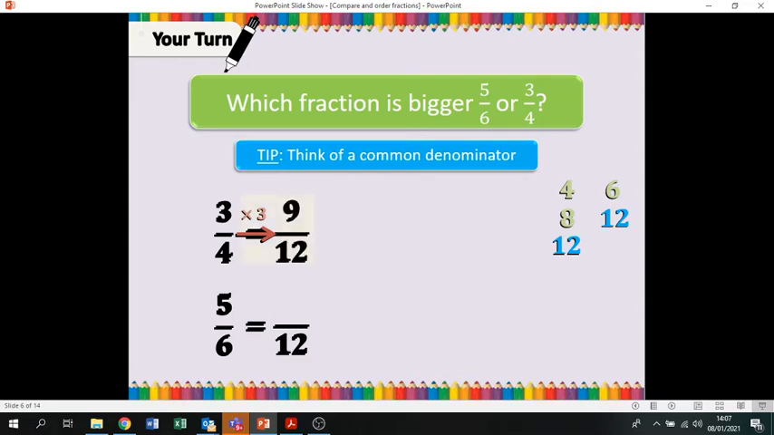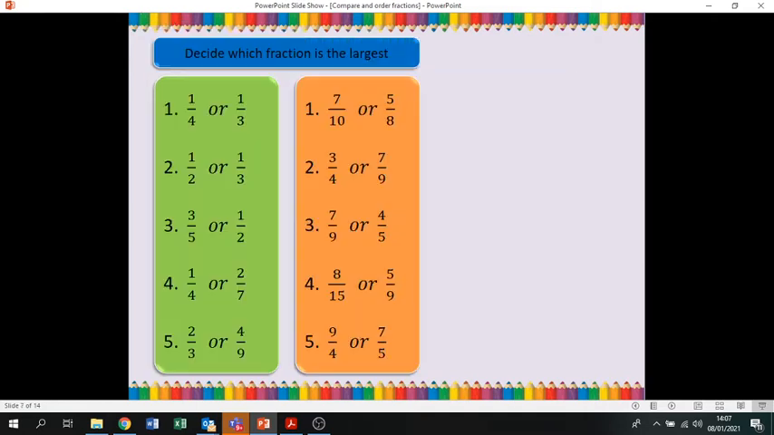And for the bottom one, to make 6 be 12, you're going to multiply it by 2. Do the same to the top number, so we get 10 over 12. So it's clear to see which is bigger: 5 over 6, because that one had 10 over 12 and the other one was 9 over 12. So well done if you got that right, really well done.